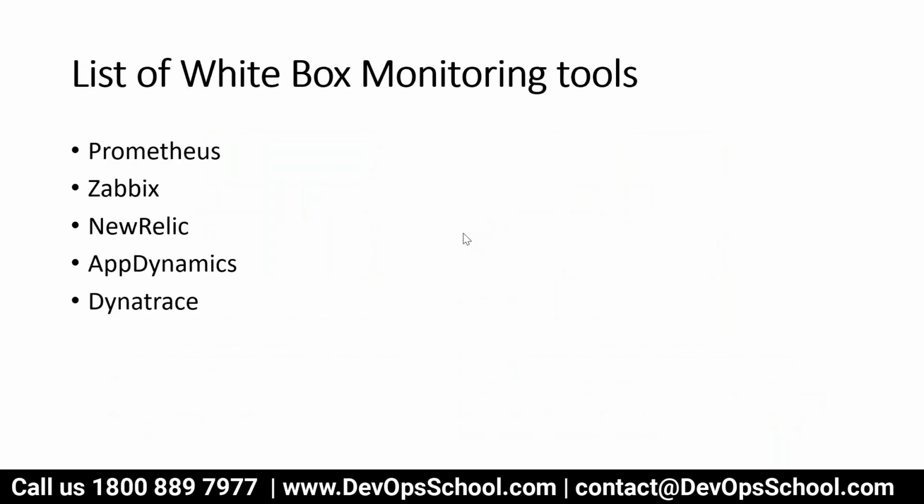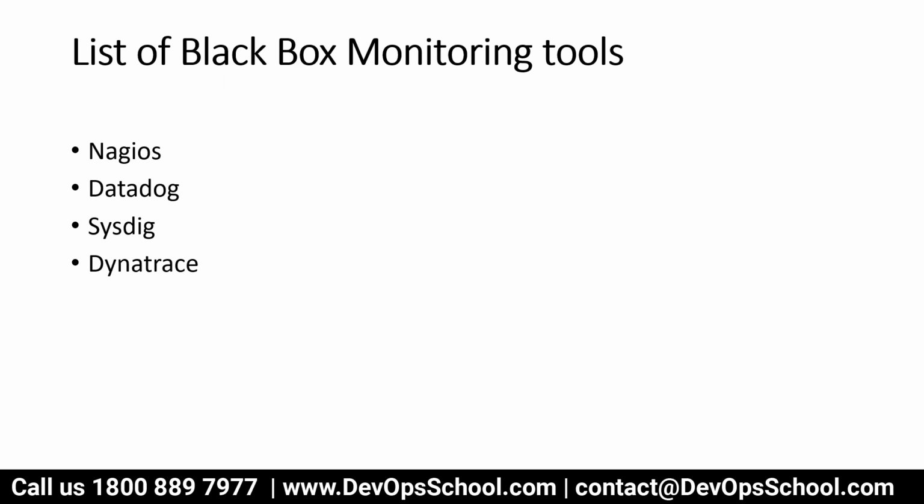Now, which are the tools for white box monitoring? Prometheus is there, Zabbix is there, New Relic is there, AppDynamics is there, and Dynatrace is there. What are the tools for black box monitoring? So these are the popular ones.